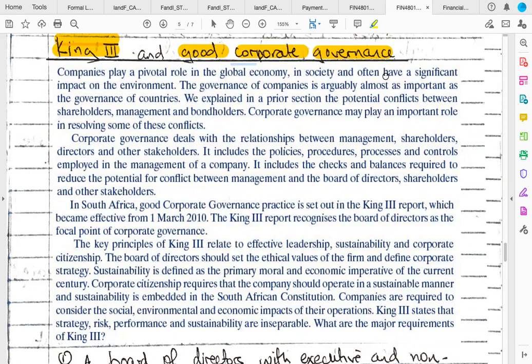Good corporate governance provides a framework or certain principles that a company should adhere to when it is making decisions. So corporate governance is like a framework that a company should adhere to when making decisions. And the idea behind the principles or the guidelines is that the company should not just consider its own interests. Rather, the company should consider the interests of all stakeholders.